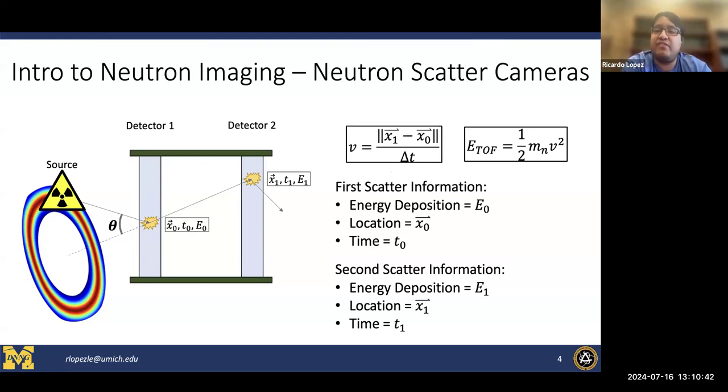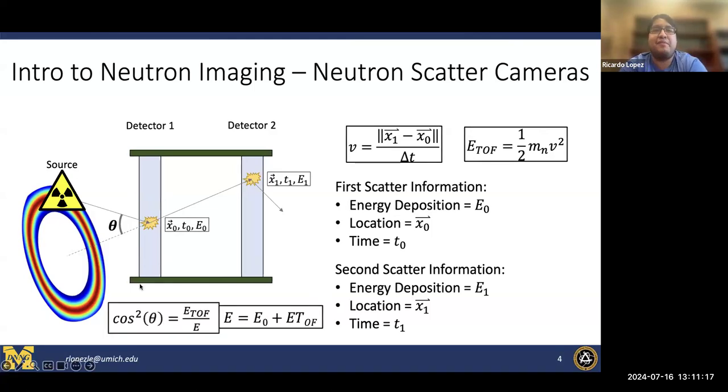And then, using the velocity of a neutron, you can calculate its kinetic energy, or in this context, the energy at the time of flight. So it'll be whatever the neutron's energy was after that first collision as it's traveling onwards to where its second scatter will ultimately happen. Once you have this energy time of flight, if you add it to the energy deposited in the first event, that should equal the initial energy of that incident neutron.